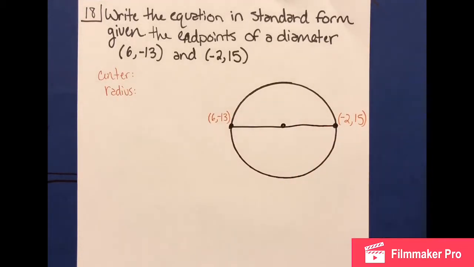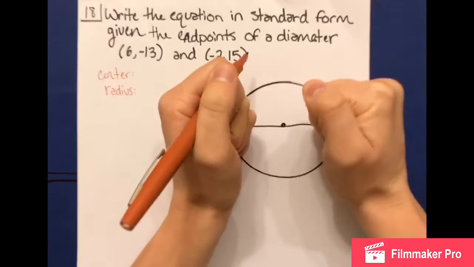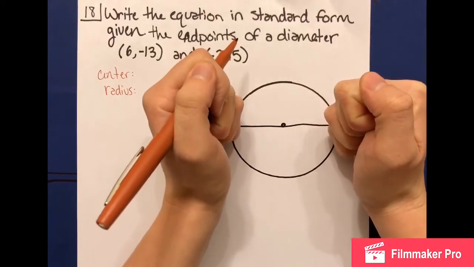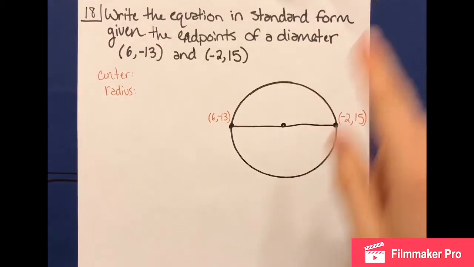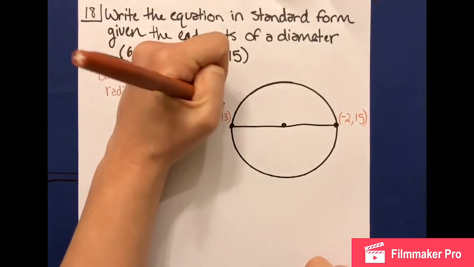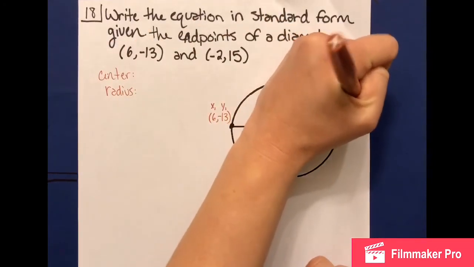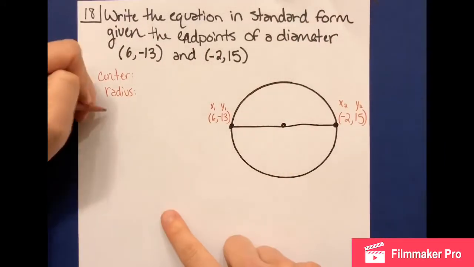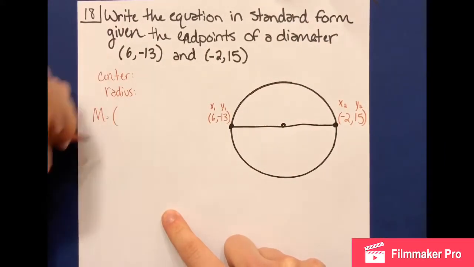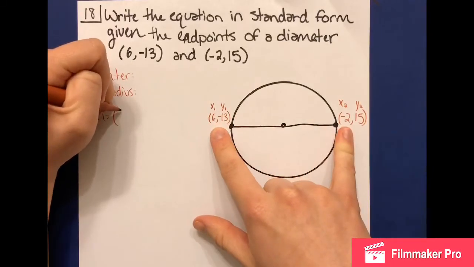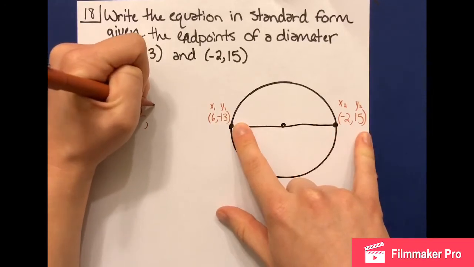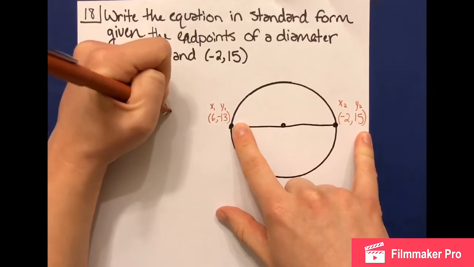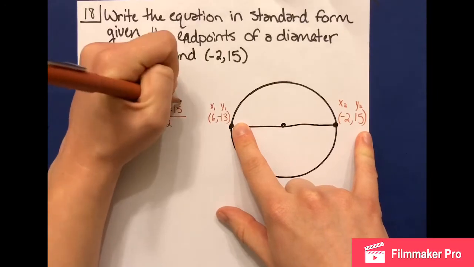Let's find that first. How am I going to find the center? Well, these are the endpoints of a diameter. Finding the middle, we have an equation for that. It's going to be the midpoint formula. So let's start with finding the midpoint of this. So I'm going to label x1, y1, x2, y2. Okay? Then we're going to find the midpoint. So midpoint, averages of the x's. So 6 plus -2 divided by 2, averages of the y, -13 plus 15 divided by 2. It's a point.